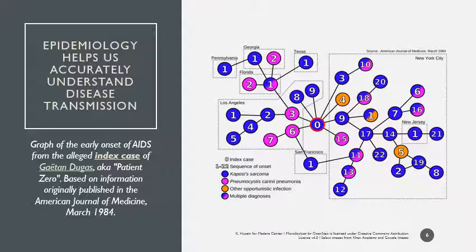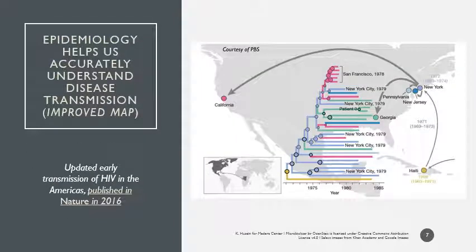And so as we learn more about HIV, about its genetics, and about how it spreads, we can start to put together much more accurate transmission maps. So this map was an updated early transmission map of HIV, which was published in Nature magazine in 2016. You can see this is a little bit more nuanced. It has a little bit more about the taxonomy of the virus, how it mutated, and more accurate metrics of how it spread without really putting the blame solely on one person.